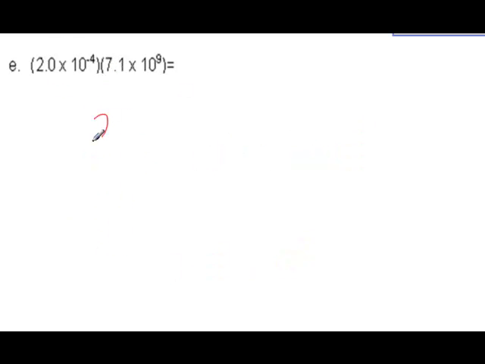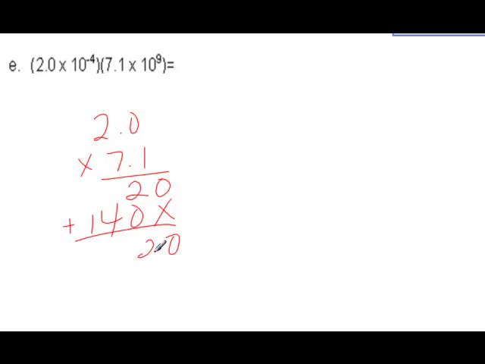E. 2.0 times 7.1. Let me see. 0, 2, 0, 14. How many decimal places in my problem? 2. So I have 2 in my answer. Is this number ready for scientific notation? No, because it's more than 10. So I'm going to have to deal with that.